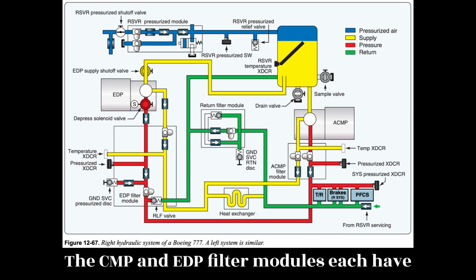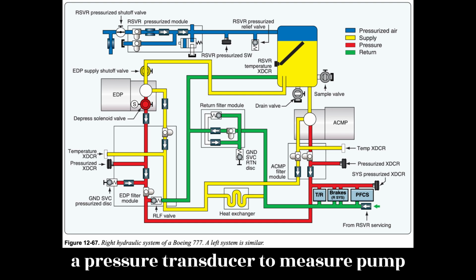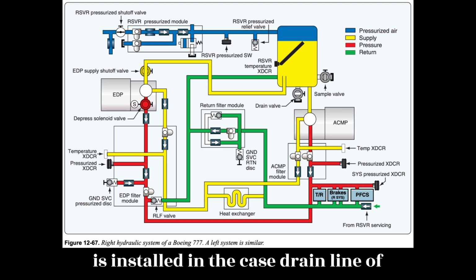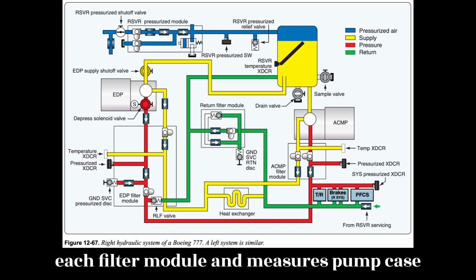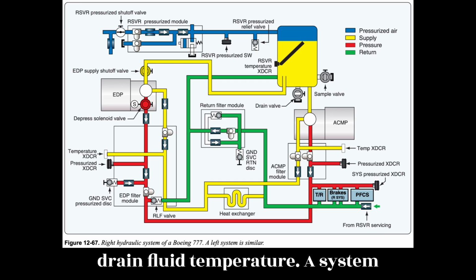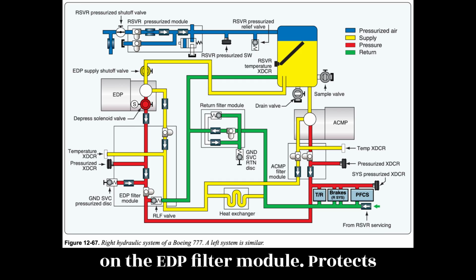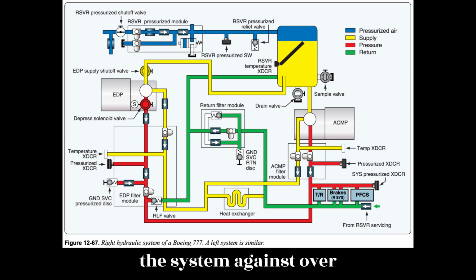The ACMP and EDP filter modules each have a pressure transducer to measure pump output pressure. A temperature transducer is installed in the case drain line of each filter module and measures pump case drain fluid temperature. A system pressure transducer measures hydraulic system pressure. A pressure relief valve on the EDP filter module protects the system against overpressurization.